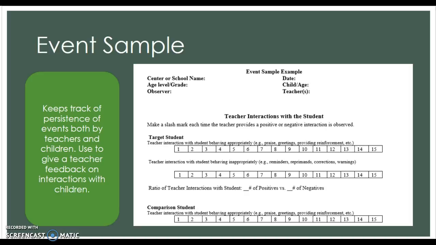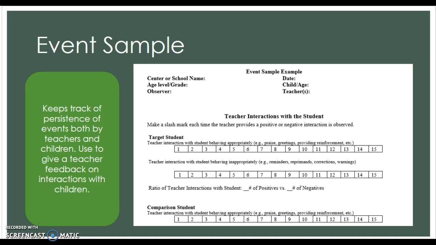And so there are a couple different areas in this one. Again, the top part is the basic information, the date, the age, the teachers, and all that. And then it says teacher interactions with student. Make a slash mark each time the teacher provides a positive or negative interaction. And so you do this with two students. So you pick a target student, and there are two categories under the target student: teacher interactions when the student is behaving appropriately, and teacher interactions when the student is behaving inappropriately. And all you do for this is make a slash every time you see a teacher interacting with a child when they're behaving appropriately.